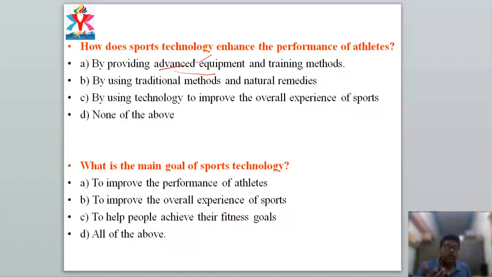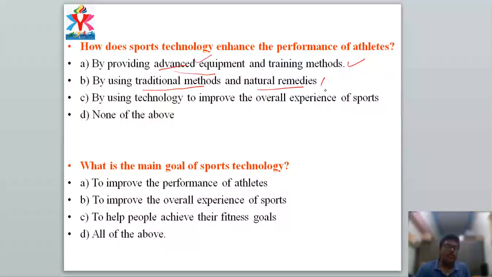So there is a chance to enhance the performance of an athlete, right? So with equipment and training methods, there is a scope to enhance the performance of an athlete. So A is the right option. And coming to B option, by using traditional methods and natural remedies. No, the option is by using traditional methods and natural remedies.